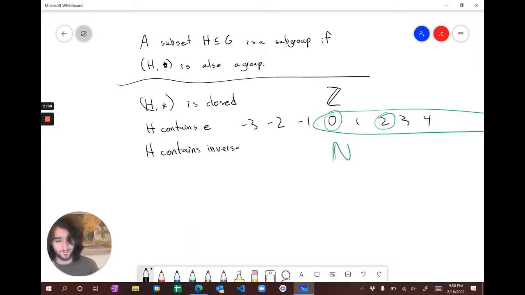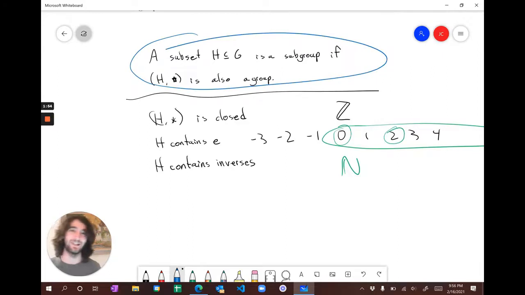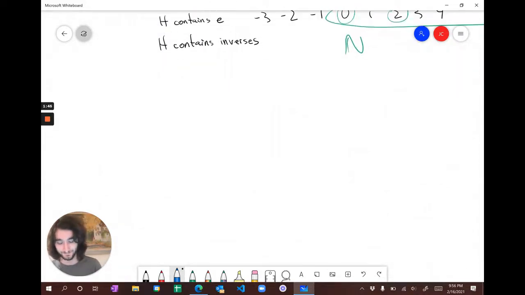And that whole kerfuffle is why I strongly prefer to just define it that way. You just say it's a subgroup if it's just a group, period. And you don't have to worry about any of that stuff.